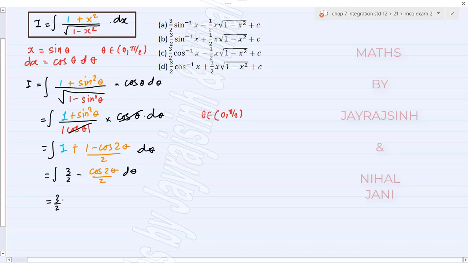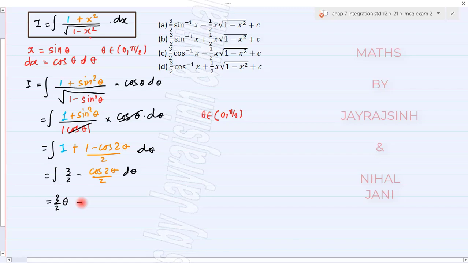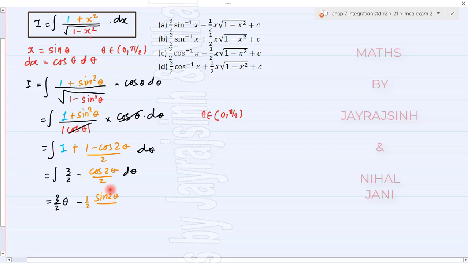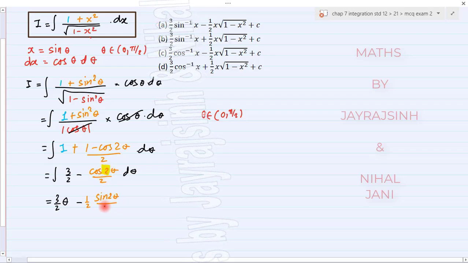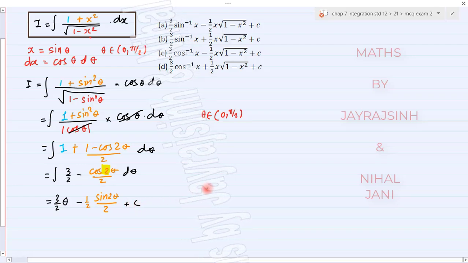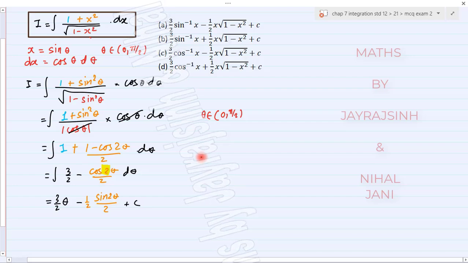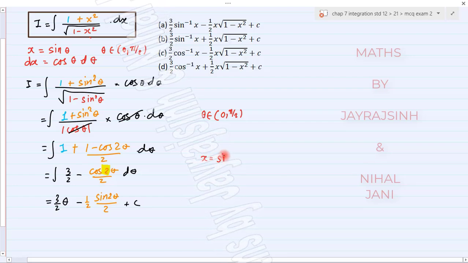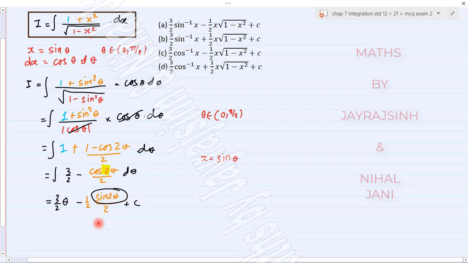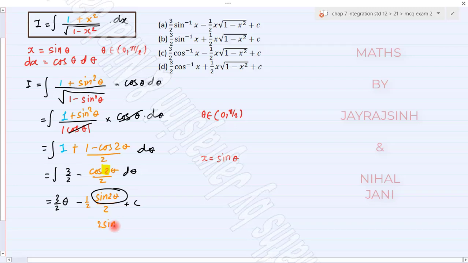We are ready to integrate. Here the integration of 3 by 2 will be 3 by 2 theta because we are integrating with respect to theta. In the second term, 1 by 2 will be as it is. The integration of cos 2 theta will be sin 2 theta upon the coefficient of theta, which is 2, plus c. But we need our answer in terms of x. So for that, we have to remember our assumption x is equal to sin theta. So we should convert this sin 2 theta into 2 sin theta cos theta.